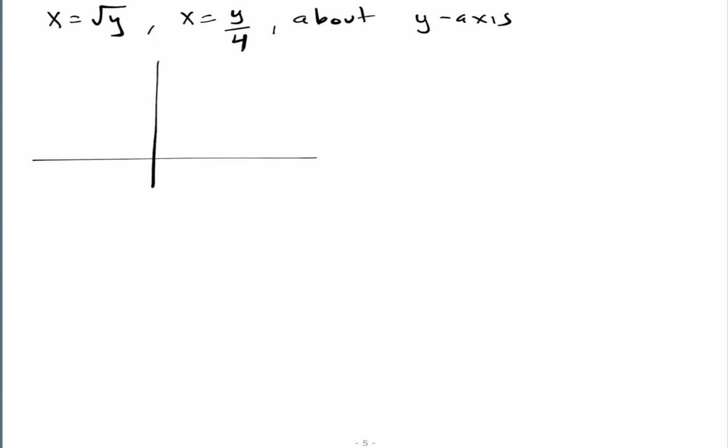Okay. So the same problem, right? Just so we have x equals square root of y. x equals y over 4. But this time we're going to do it about the y-axis. So what does that look like?